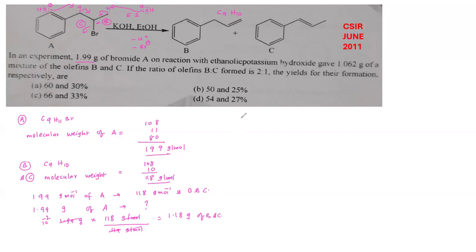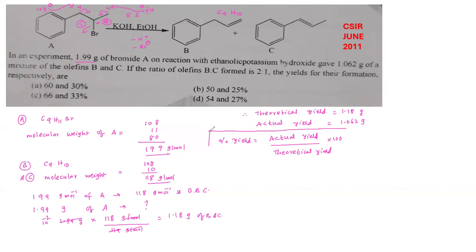Now this is nothing but the theoretical yield. So therefore the theoretical yield is equal to 1.18 gram. The actual yield that is given is 1.062 gram. So we know the formula for percentage yield is equal to actual yield divided by theoretical yield into 100. This is the formula for the percentage of yield.